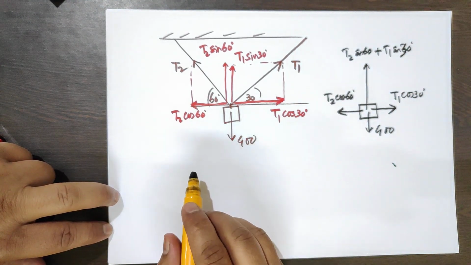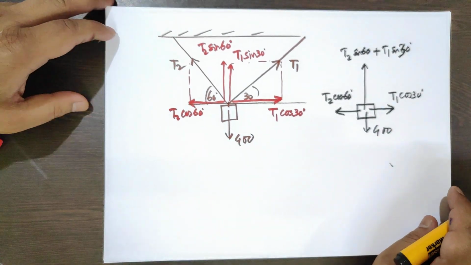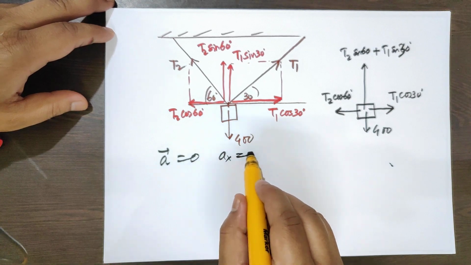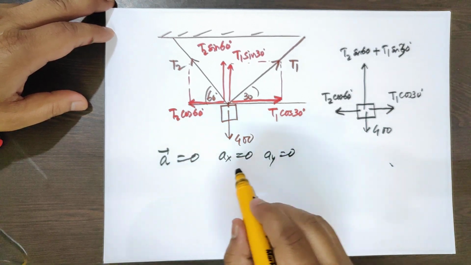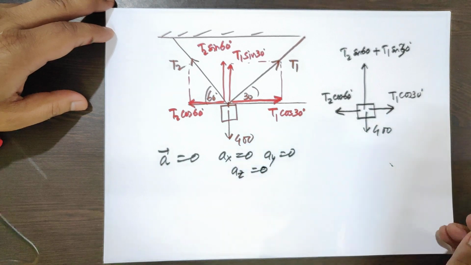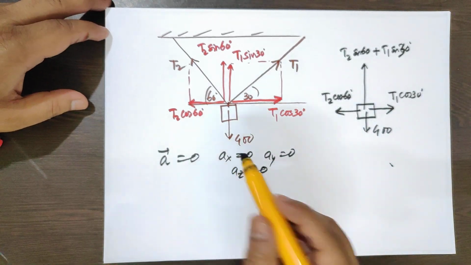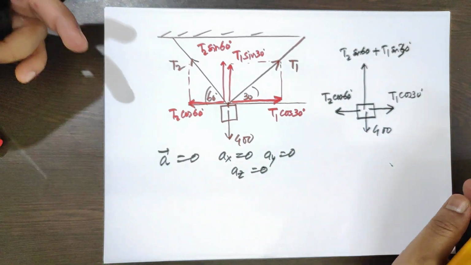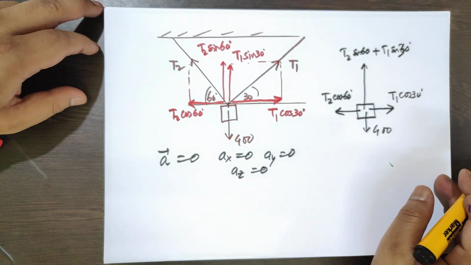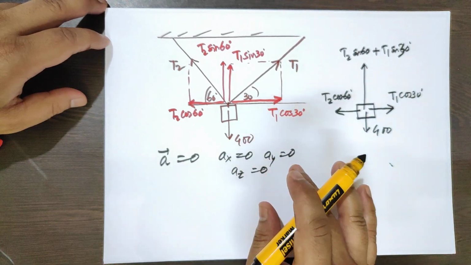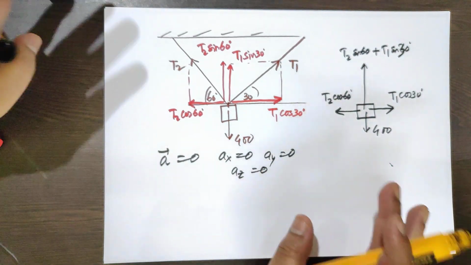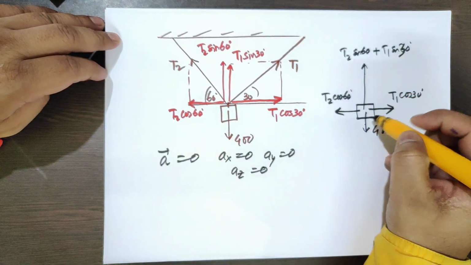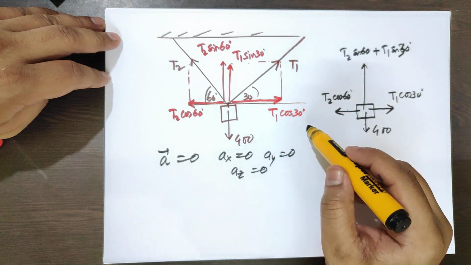If a vector is 0, suppose a vector A is 0, that means its x component is 0, its y component is 0, and if it has any z component, that is also 0. If a vector is 0, it has got no components, all its components are 0. That means this force will balance this and this force will balance this.